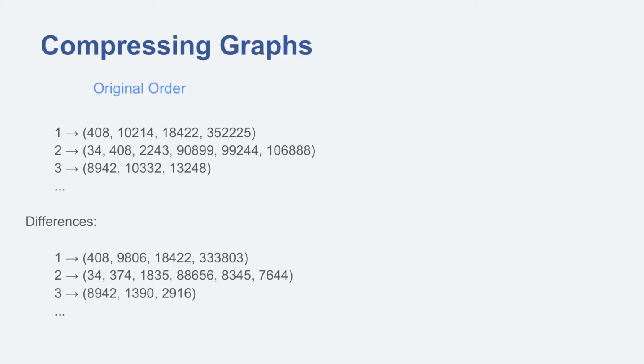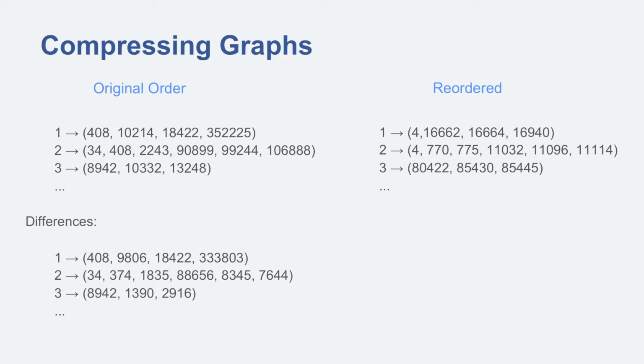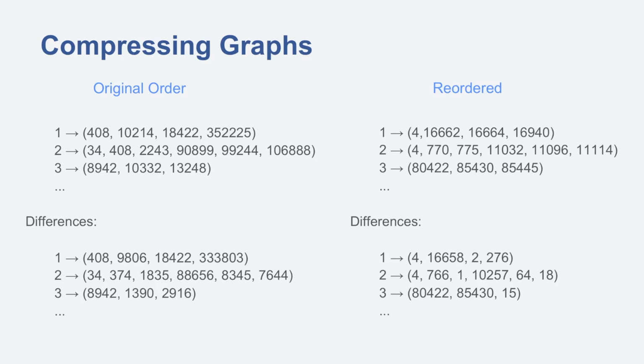However, we can improve the compression if we reassign all the document IDs in a way that makes documents containing the same term have similar IDs. Here are the documents after reordering. The differences produced are smaller and require significantly less space to store. How do we find compression-friendly orderings?